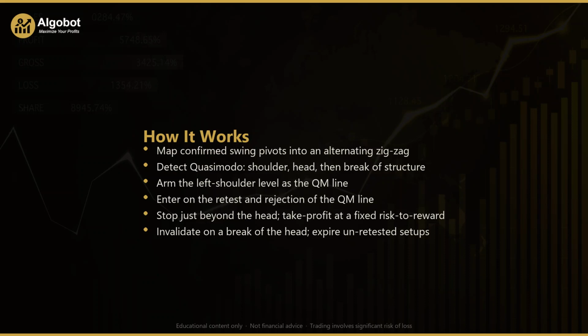When the trigger fires, the strategy places its trade. The stop loss sits just beyond the head, the exact level that would prove the reversal wrong, buffered by a small fraction of the structure's size, set by the stop buffer percent. The take profit is placed at a fixed multiple of that stop distance, controlled by the risk-reward ratio. With the default of 2, the target is twice the distance to the stop.